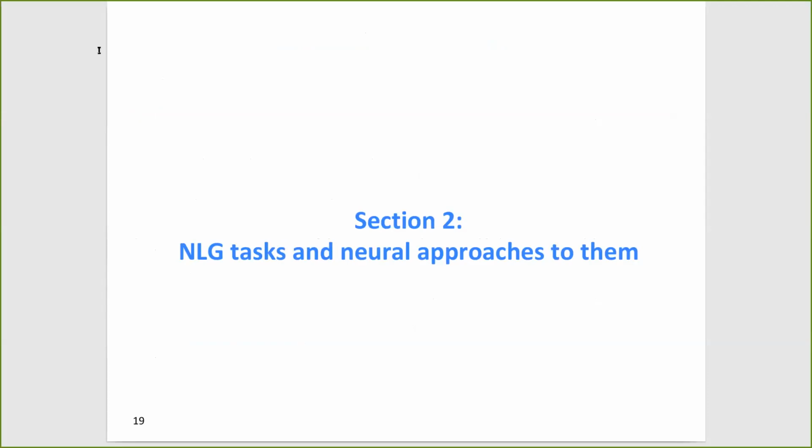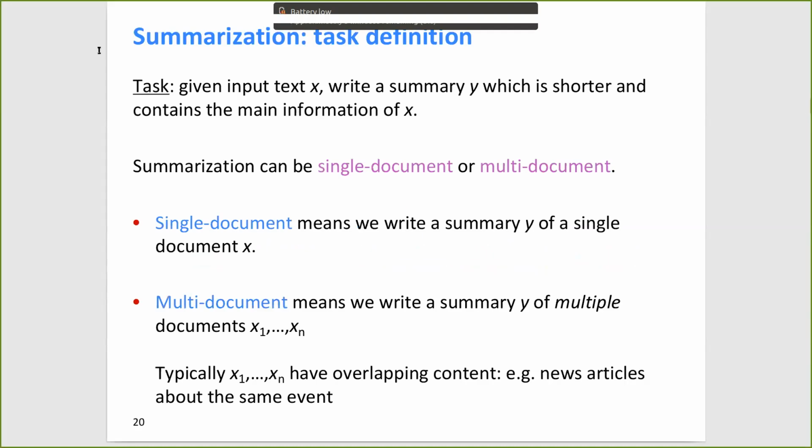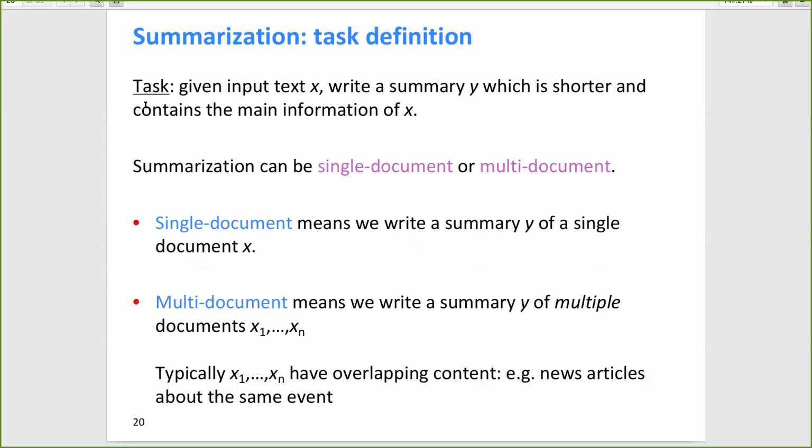So that's all about language modeling and decoding. Next, we have NLG, natural language generation. We'll see how NLG has evolved over the years. Summarization is one of the tasks that uses NLG. It takes some input text and writes a summary for it. This summary is usually much shorter than the original text, and it has to contain the main information from X. There are different settings in which it could happen.